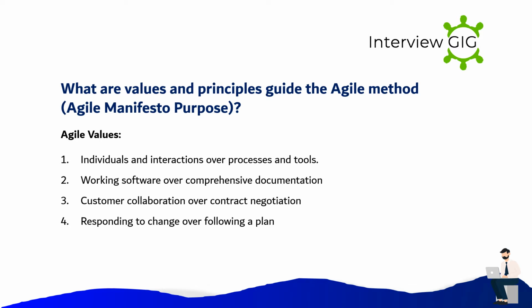What values and principles guide the Agile method? What is the purpose of the Agile manifesto? Agile values. 1. Individuals and interactions over processes and tools. 2. Working software over comprehensive documentation. 3. Customer collaboration over contract negotiation. 4. Responding to change over following a plan.